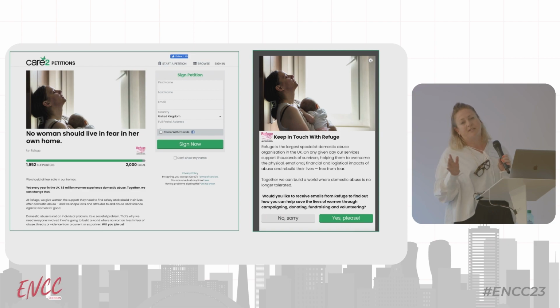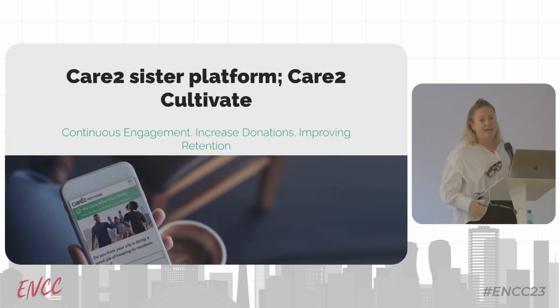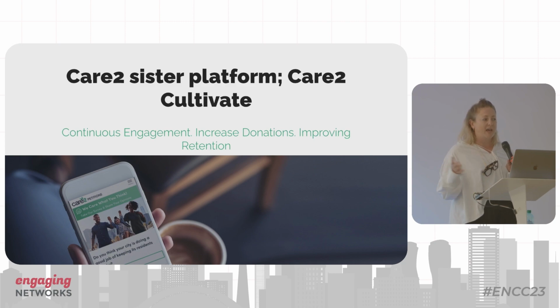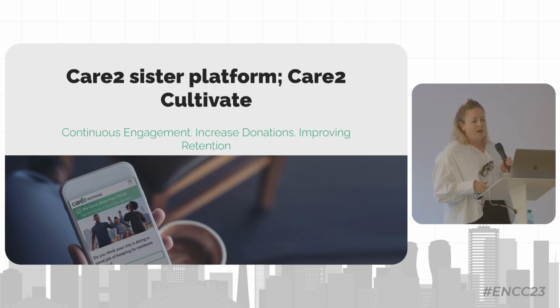And really what I'm going to spend today talking about is our new sister platform and what we've learned while we've been building this platform, which is called Care2 Cultivate. Care2 Cultivate has been designed to work hand in hand with our supporter recruitment platform. But it's focusing on continuous engagement, retention, and obviously helping to improve online donation rates.